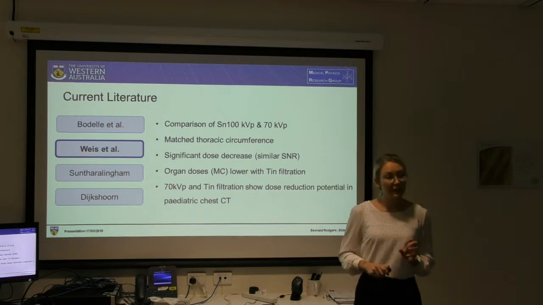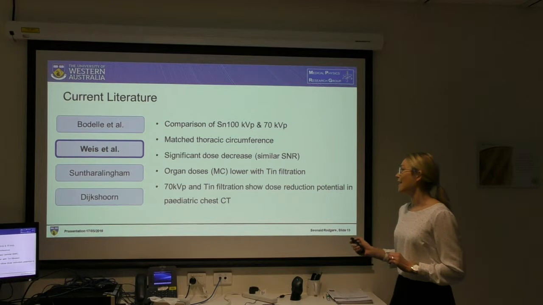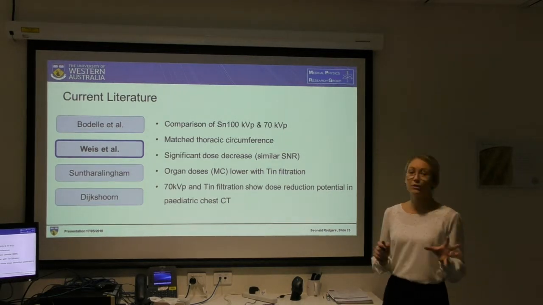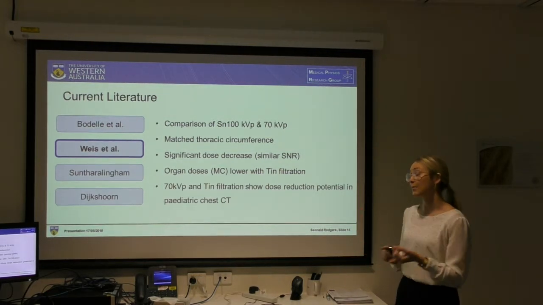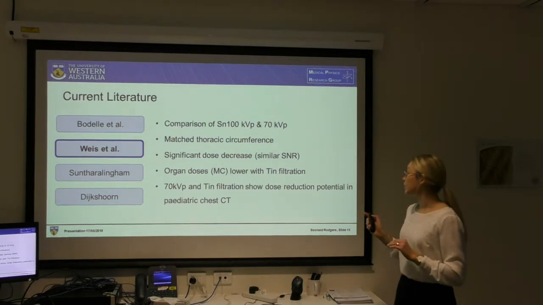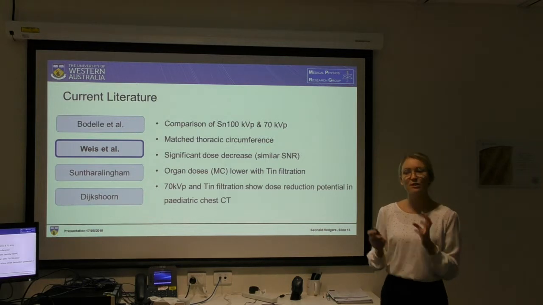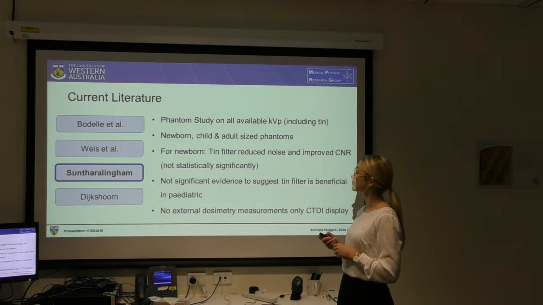This study also calculated organ doses using Monte Carlo simulations, and they found, as expected, that the tin filter would also produce organ doses of a lower value. And overall, this study suggested that both the use of tin filtration and lower kVp produced significant diagnostic images at considerably low radiation doses for paediatrics.